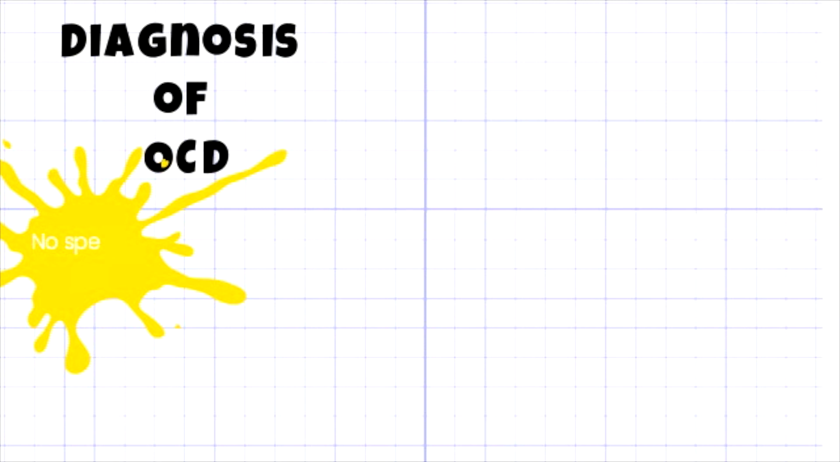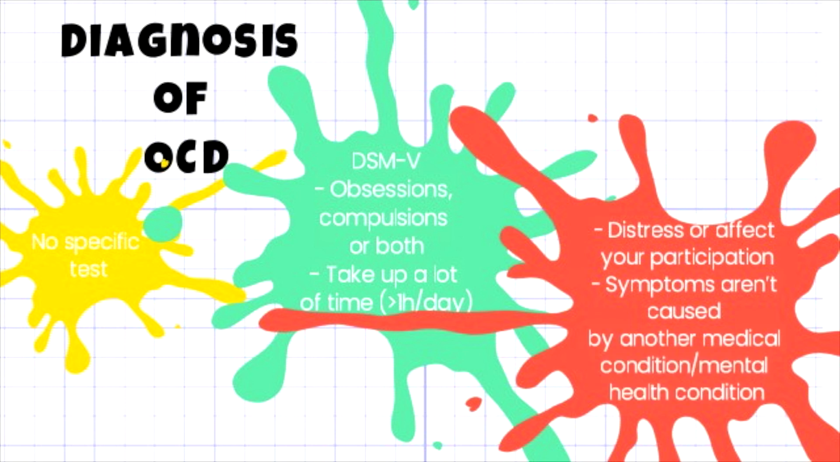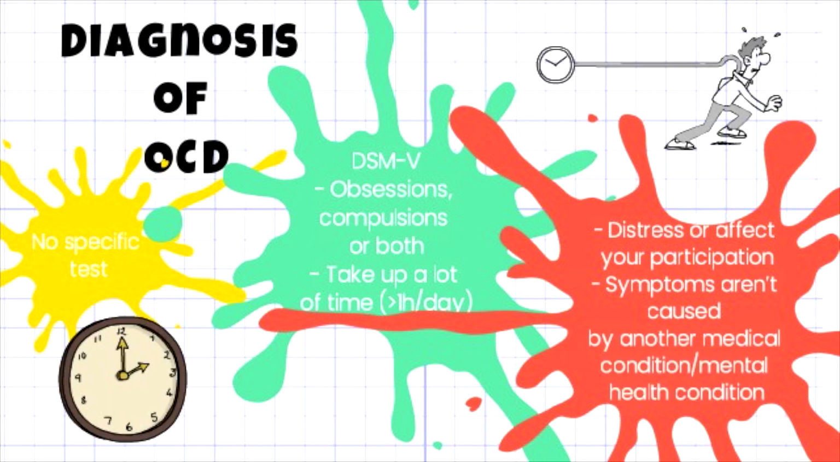The diagnosis of OCD. There's no specific test for OCD. Healthcare providers use the DSM-5, which is the Diagnostic and Statistical Manual of Mental Disorders, 5th edition, to diagnose OCD. The criteria include that the person should have obsessions, compulsions, or both. These obsessions or compulsions are taking a lot of time, like more than an hour a day, and are causing distress or affecting your participation in work responsibilities, social activities or other life events. And these symptoms are not caused by any other mental health condition or any medications or substances. So this is the criteria for diagnosis of OCD.